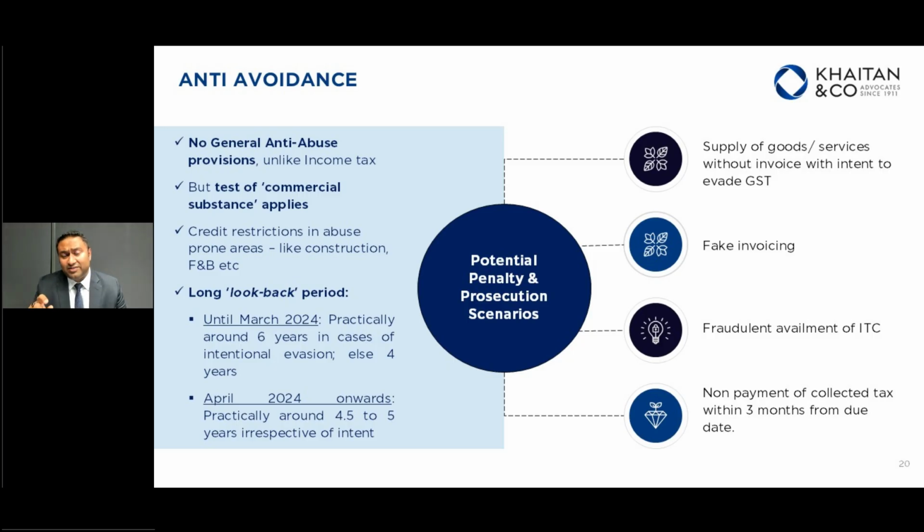And one specific point I wanted to touch upon, that there are a bunch of activities which are specified, which one could even say are like strict liability offenses, in as much as doing them will immediately lead to penal obligations, as well as potentially prosecution scenarios, even though there may not have been a direct evasion or short payment of GST. The first one is supply of goods or services without invoice with an intent to evade GST. The second one, and this is the most frequently invoked one, is fake invoicing.